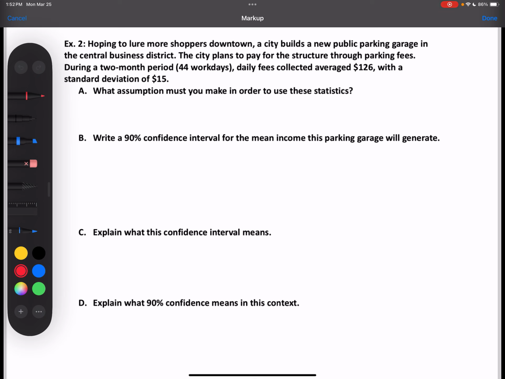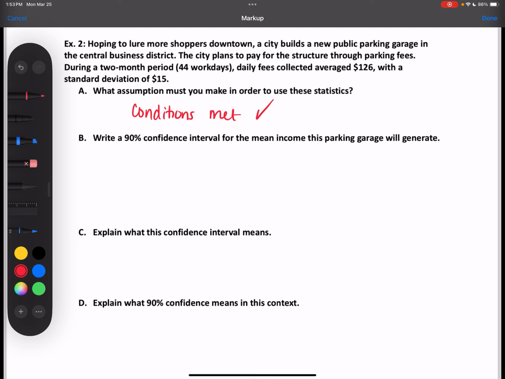Okay, so basically, again, are our assumptions met? We don't really need to write them out. We wrote the assumptions on the last page. But are they met? Is it independent? Is it random? Does it seem like it would be nearly normal since it's 44 workdays? Yeah, since that's greater than 40, we can assume that. What was the last one? 10%. So yes, we can just say conditions met. And yes, on the exam, you should actually write them out.